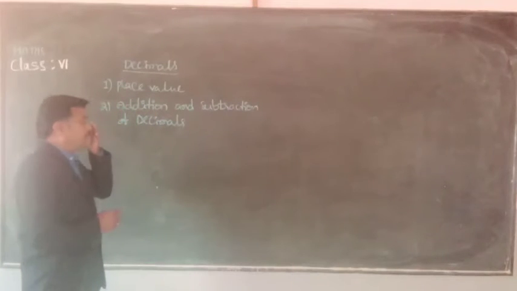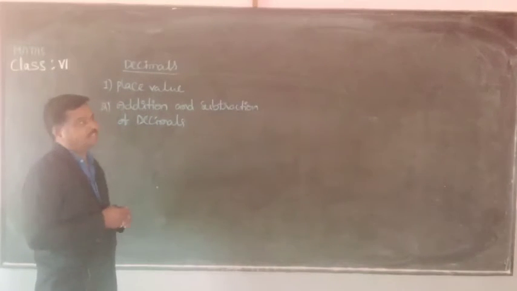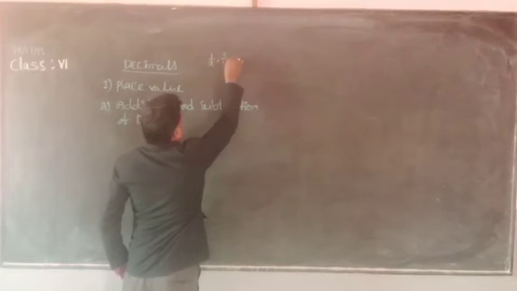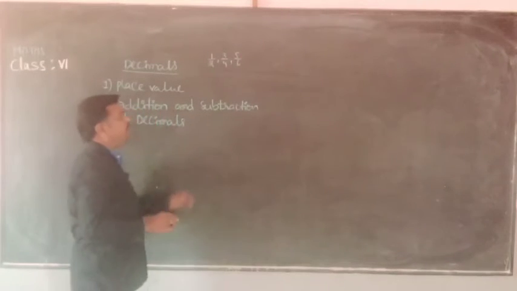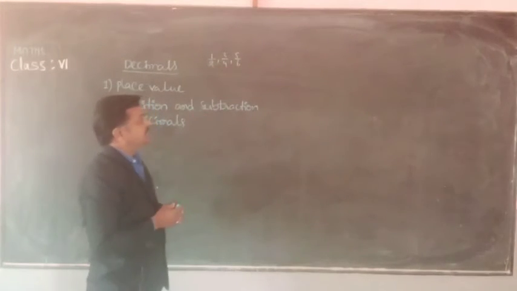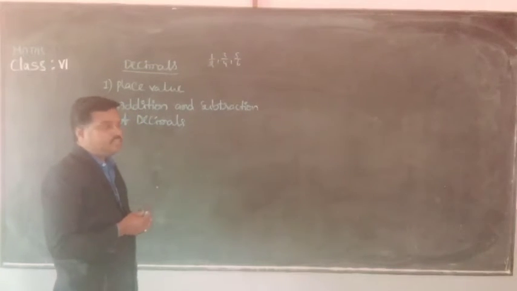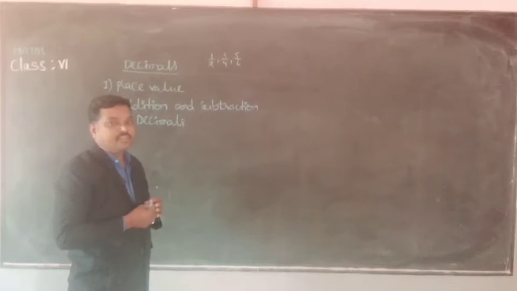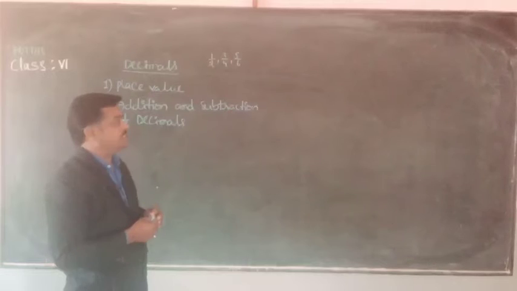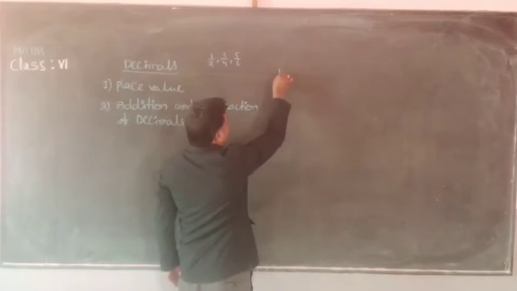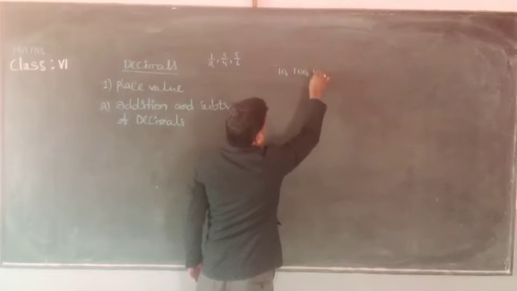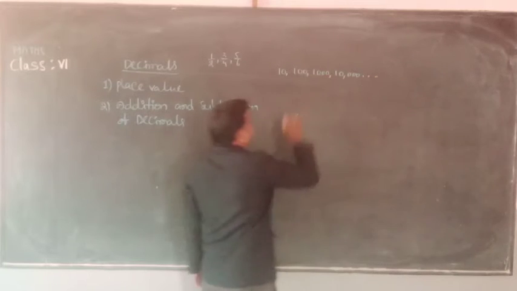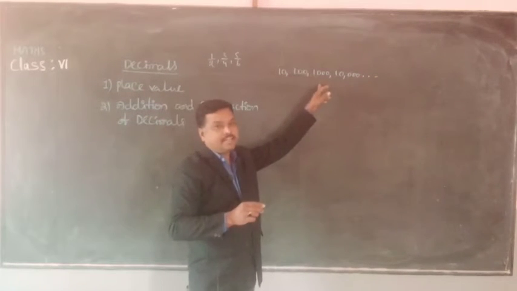Before that, we have to learn what is the meaning of decimal fraction. Already we know that common fractions, 1 by 2, 3 by 4, 5 by 6, are called common fractions. Then decimal fractions means, in fractions, the denominators that are multiples of 10 are called decimal fractions. Multiples of 10 means 10, 100, 1000, 10,000, and so on. These are the multiples of 10.